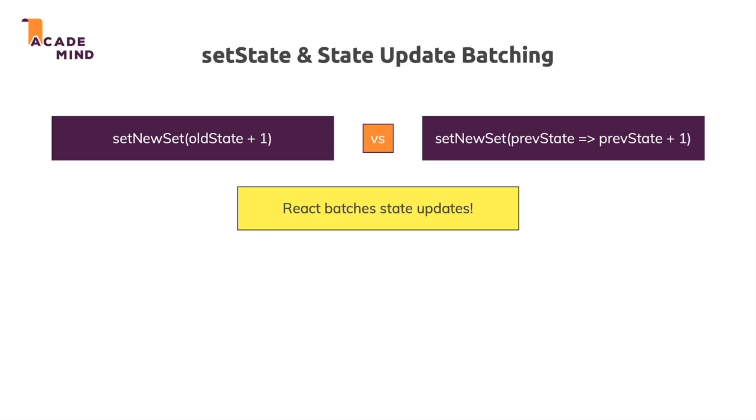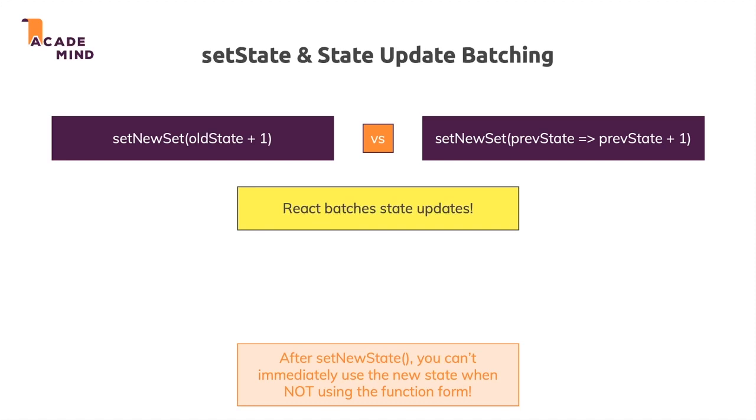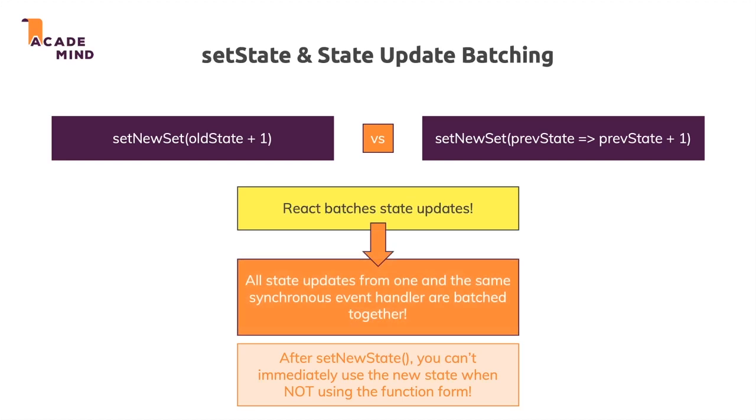So that also means that right in the next line after calling set new state, you can't immediately use the new state because React won't go ahead and update the state and skip all the other code. Instead, it will execute all the other code in the same function and batch all state updates you scheduled there together. So all state updates from one and the same synchronous event handler, that's important, synchronous, are batched together.